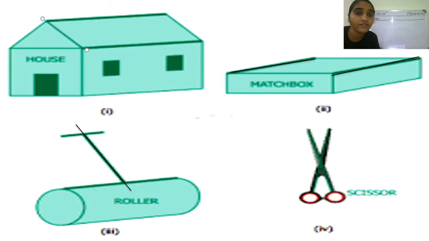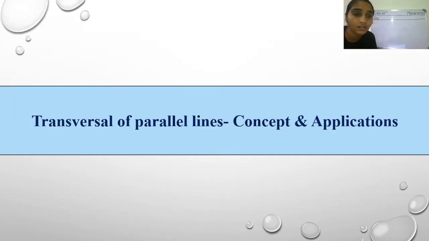Okay students, if some of you might already be aware, very good, we will learn more about it. And if you don't know, it's no issue, because today we are going to discuss these two lines and the transversal formed by these lines, which are called parallel lines. Some intersecting lines we can also see over here. So students, our topic of discussion today is transversal of parallel lines with its concept and applications.